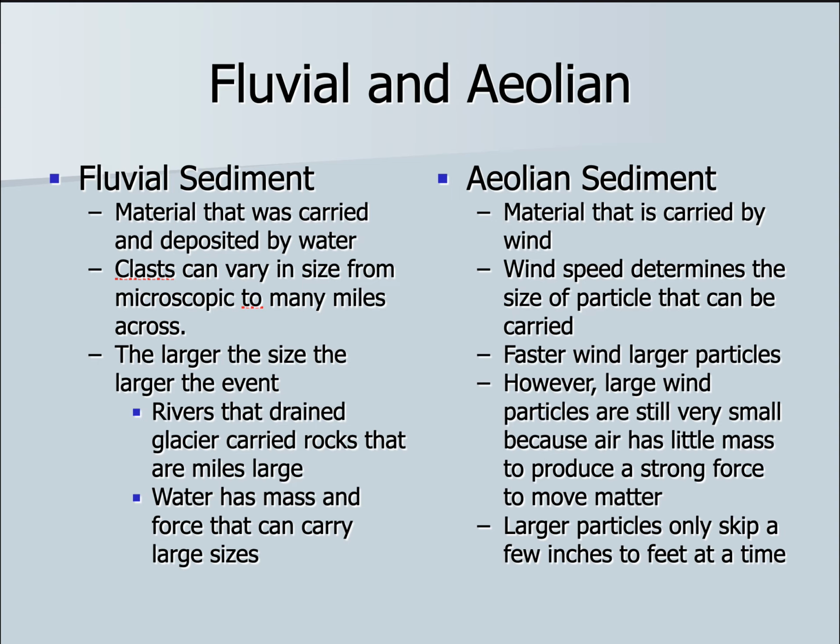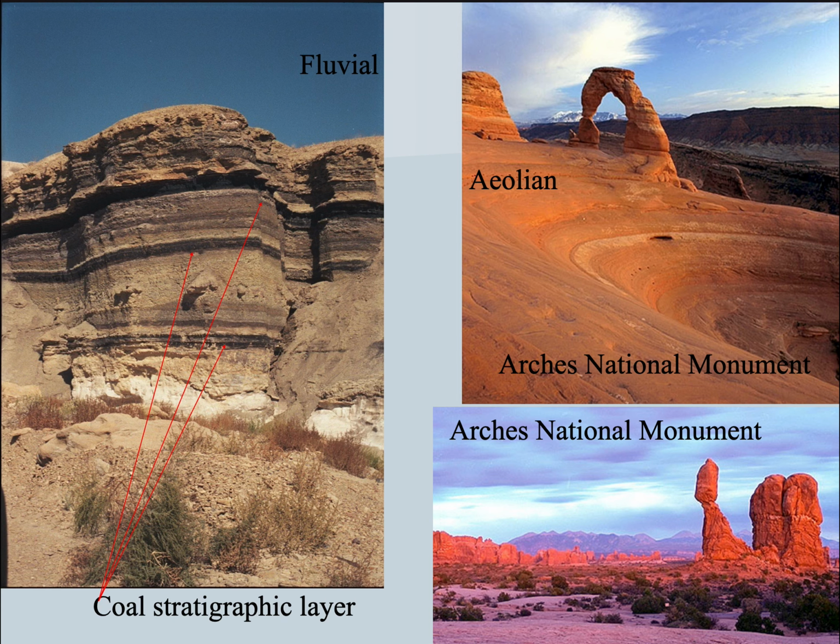Aeolian is the movement of material through wind erosion, and wind has less mass than water, and therefore intrinsically can't carry the same size material. It's going to carry much smaller particles. However, certainly the faster the wind is, the higher the velocity of the wind is, the bigger the particle it can carry. So there's still that same principle there. It will never ever carry any significantly large characteristic structures.